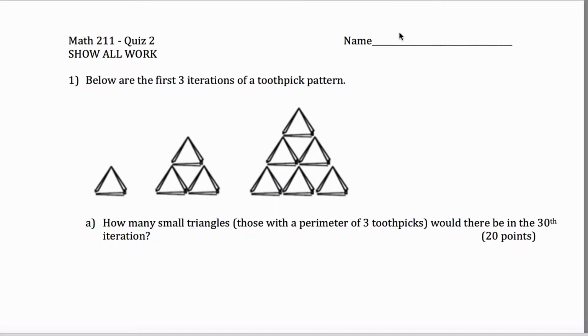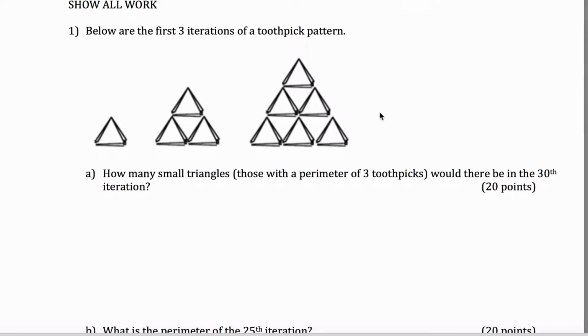All right, here are solutions for quiz 2, math 211. This first problem is kind of modeled off a homework problem where you're building shapes with toothpicks. So here are the first 3 iterations, and you're asked how many small triangles there would be in the 30th iteration.